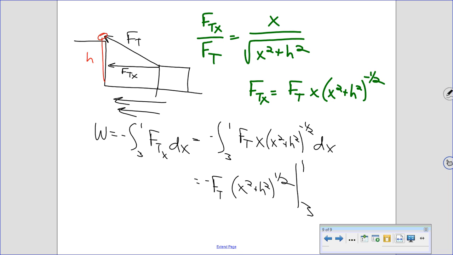No, because when you take a derivative, you're going to go 1/2 of x squared plus h squared to the negative 1/2 times the derivative of all of this, which is 2x, right? Right, but when you take an integral, it's an antiderivative. I don't remember who asked that the other day, but good?